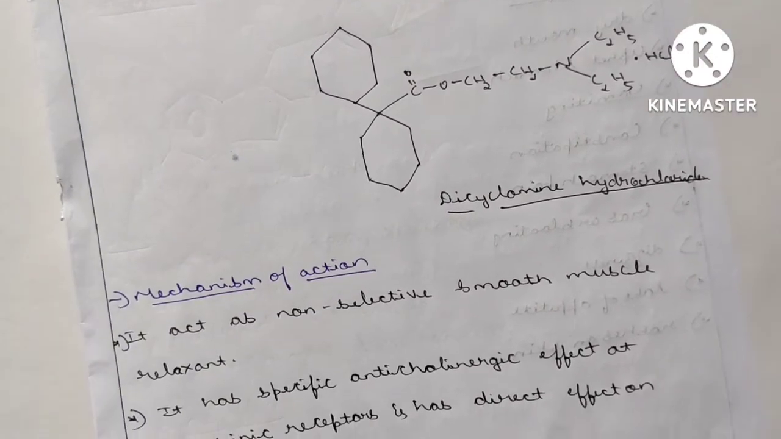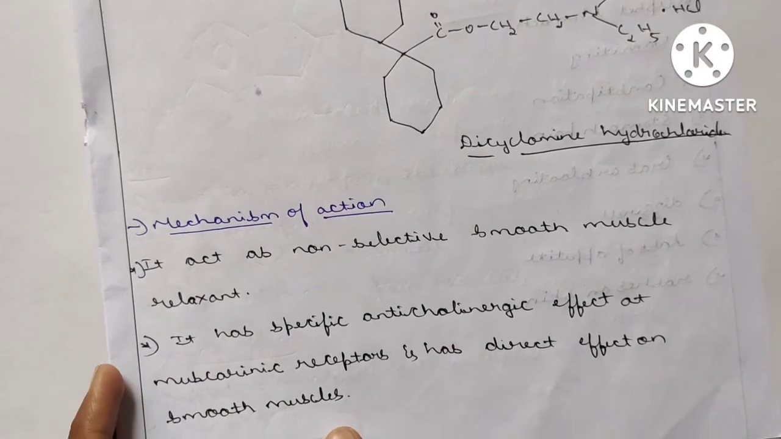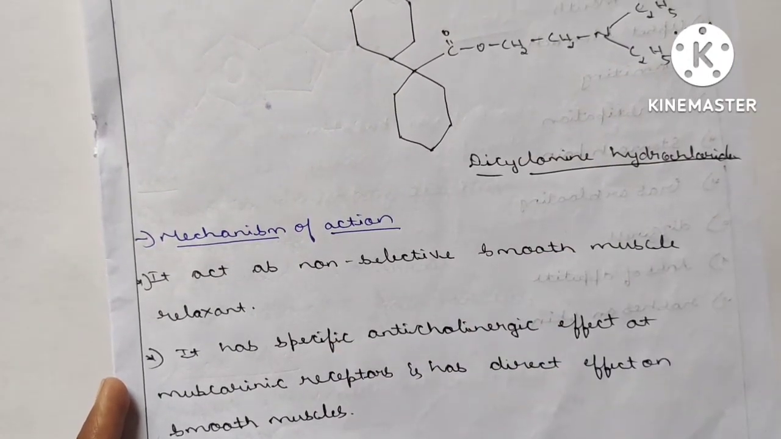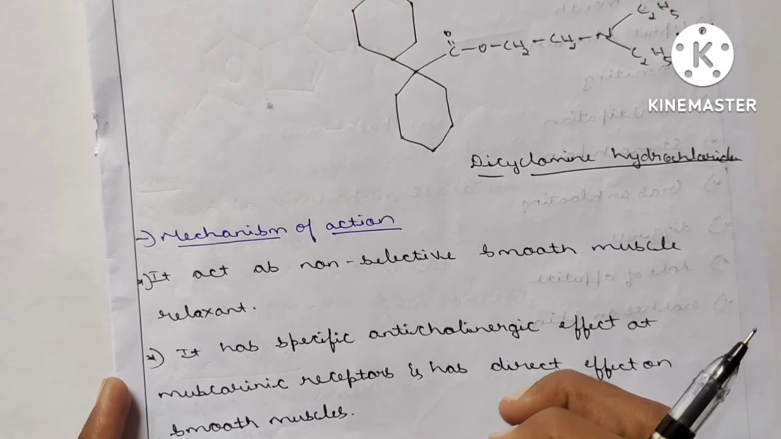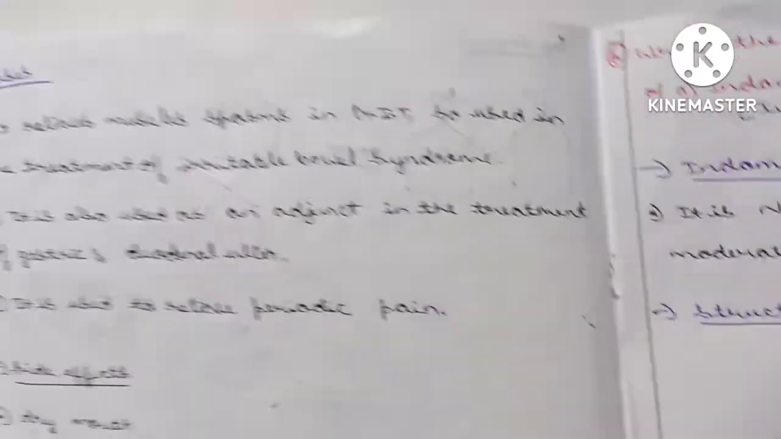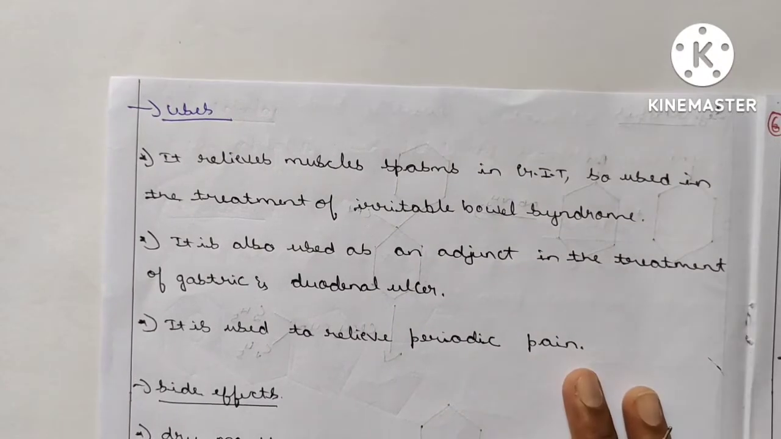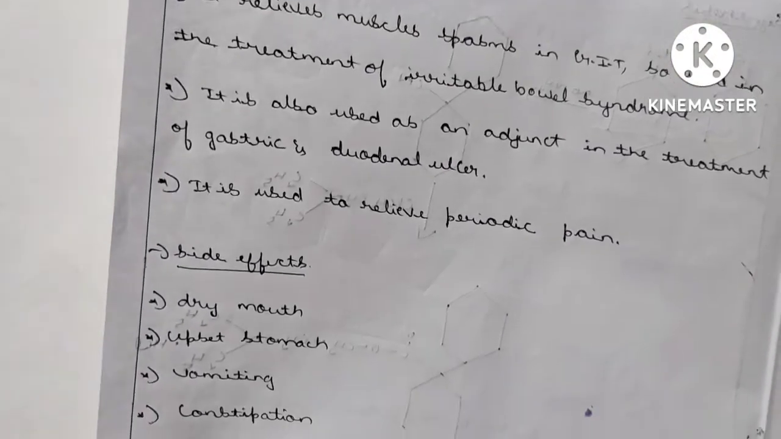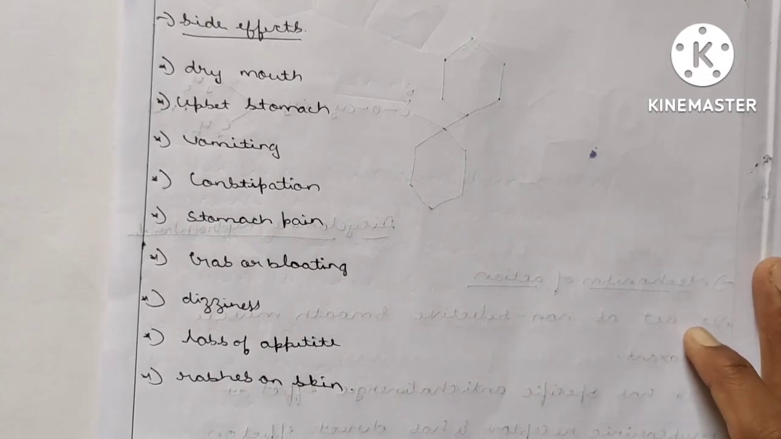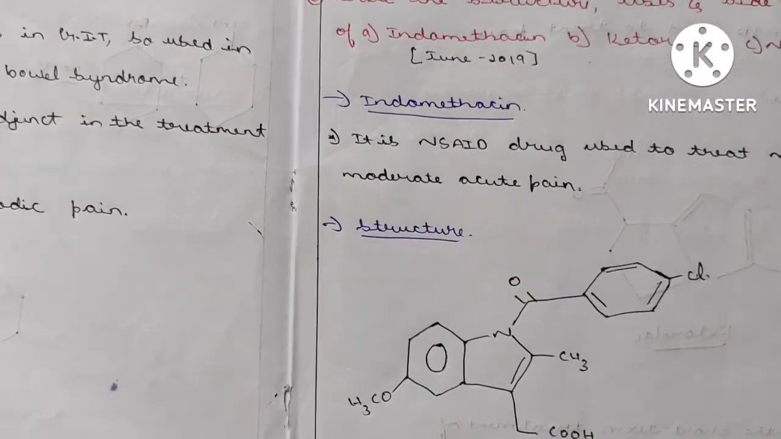Simple. The main function of muscarinic receptors is to collect the drug. After collection of the drug, the work of the drug shows itself. Clear? Then uses: it relieves muscle spasms. It is also used as an adjunct in the treatment of gastric and duodenal ulcers. It is used to relieve periodic pain. Side effects: same, dry mouth, upset stomach, vomiting, constipation, stomach pain, gas or bloating, dizziness, loss of appetite, rashes on the skin.